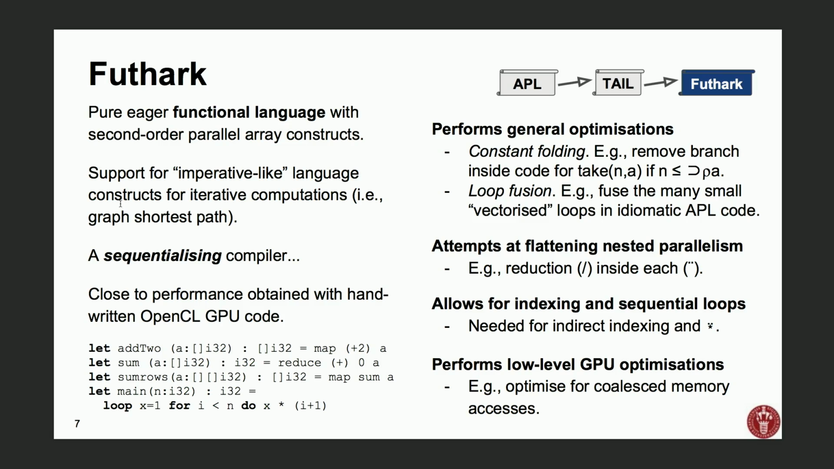Lots of optimizations are happening. Loop fusion is important, and then there's an attempt to flatten all the nested parallelism appearing here. We have quite good benchmarks showing that this works quite well. And although it's not fully general, in many cases it does quite well with the flattening. It also does other things like optimizing for coalesced memory accesses on GPUs and so on.